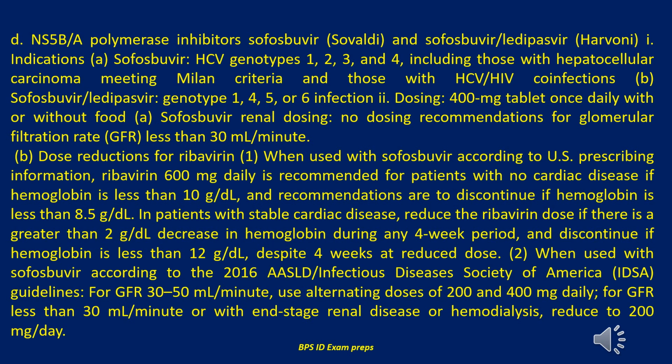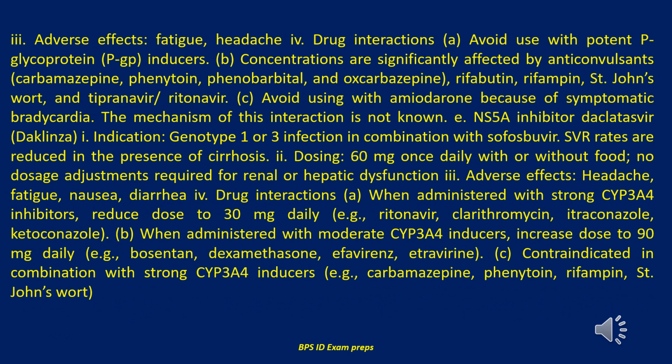2. When used with sofosbuvir according to the 2016 AASLD Infectious Diseases Society of America (IDSA) guidelines: for GFR 30 to 50 ml per minute, use alternating doses of 200 and 400 mg daily. For GFR less than 30 ml per minute or with end-stage renal disease or hemodialysis, reduce to 200 mg per day. 3. Adverse effects include fatigue and headache.